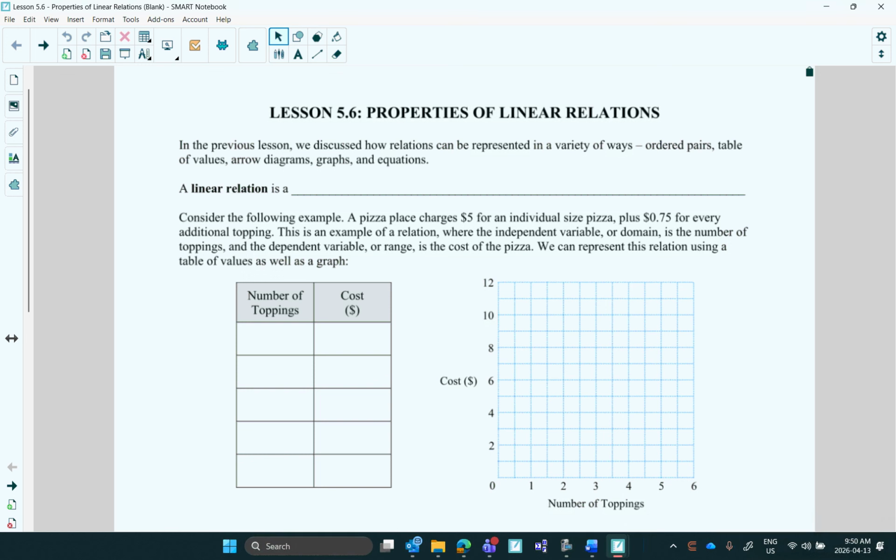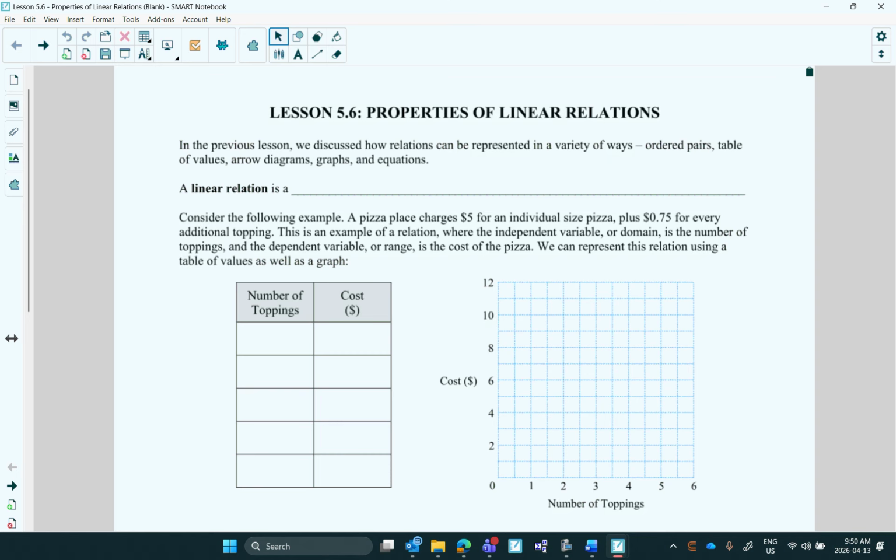Okay, so just as a reminder, in this unit and in the last lesson, we've shown how relations can be shown in different ways: ordered pairs, table of values, arrow diagram, graphs, even equations. Okay? We're going to talk about one type of relation, and it can also be a function. And most of these actually are. And we've been dealing with these already this year.